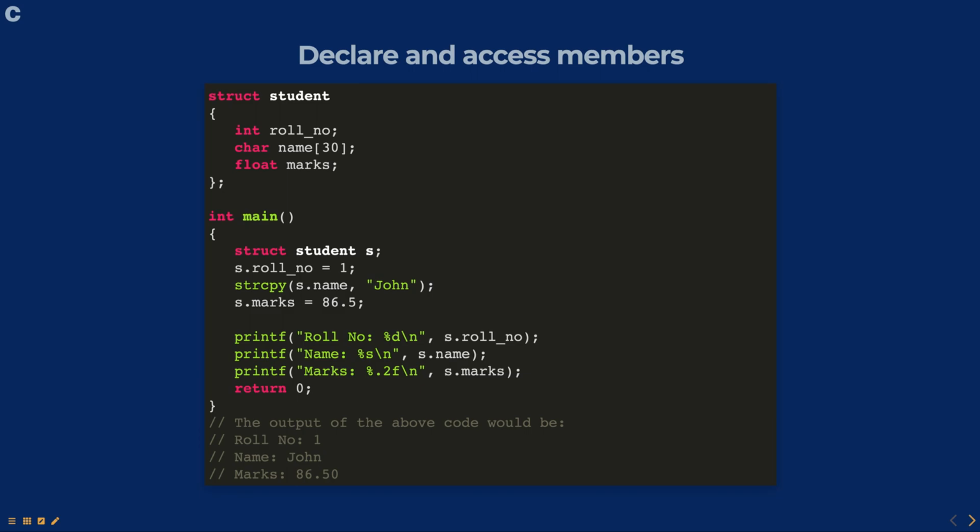Below is an example. In this example, the structure student has three members: roll number, name, and marks. The values of these members are accessed using the dot operator and assigned to the structure variable S1. The output of this program would be roll number 1, name John, and marks 86.50.